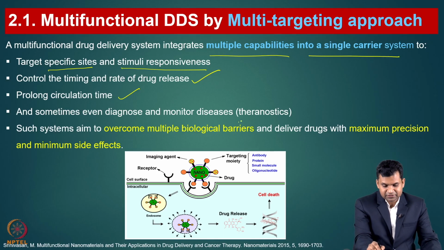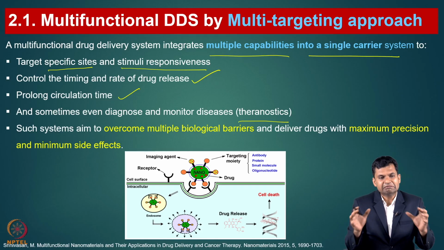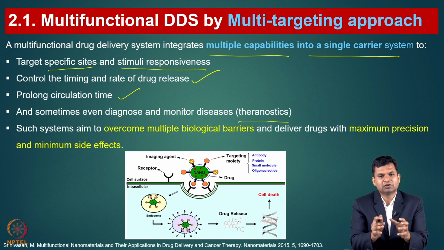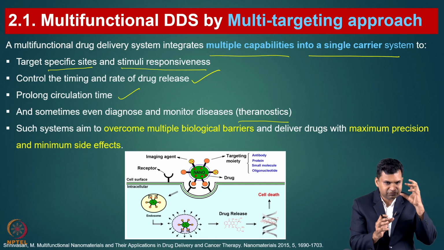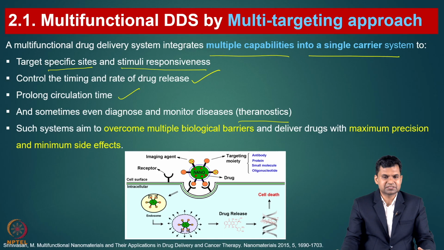One more interesting factor is theranostics, which is also considered a multifunctional target. It is nothing but the same carrier, one functional carrier, used for diagnosis, that is for imaging purposes, and the same carrier is used for disease treatment. So, this is called theranosis, diagnostic and therapeutic application. This is also one of the approaches for having a multifunctional drug delivery system by using the multi-targeting approach.